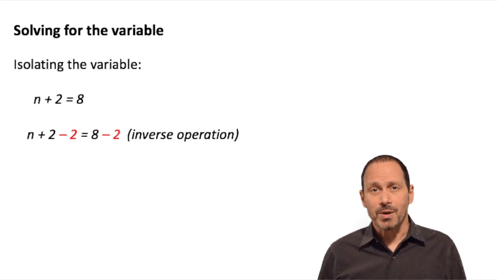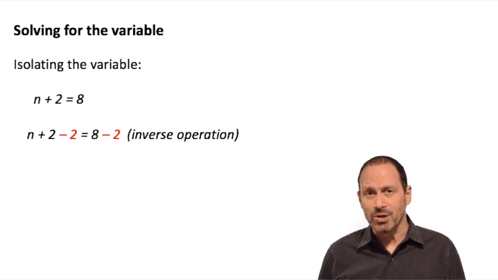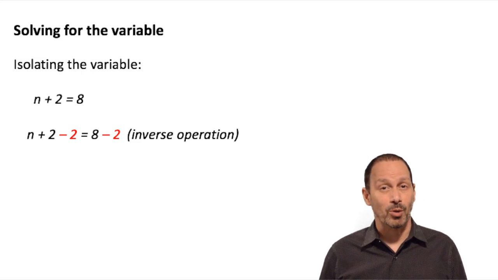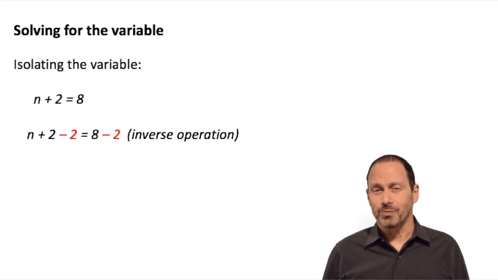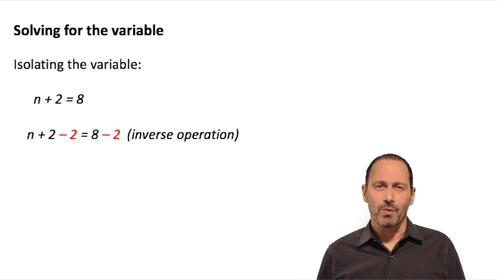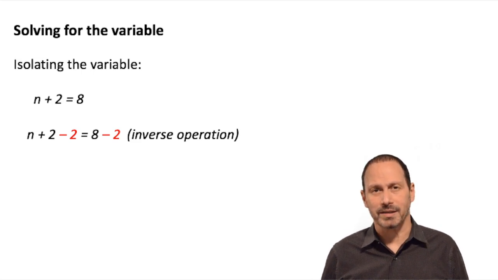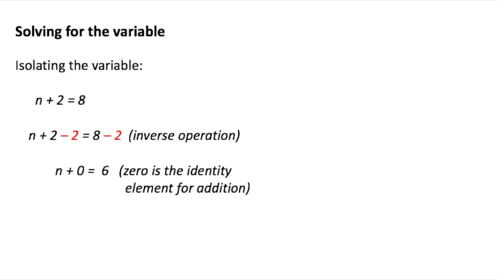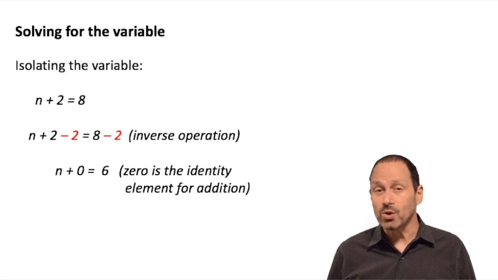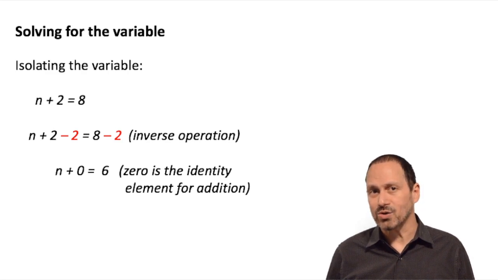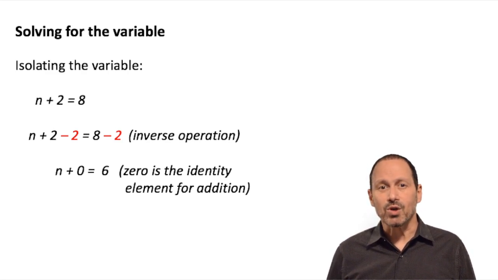We do this by performing the inverse operation for addition, and that is subtraction. We subtract 2 from both sides of the equation. We need to do it on both sides, again, to preserve the equality. If we subtract 2 from both sides, 2 minus 2 equals 0, and 8 minus 2 equals 6. So we get n plus 0 equals 6.